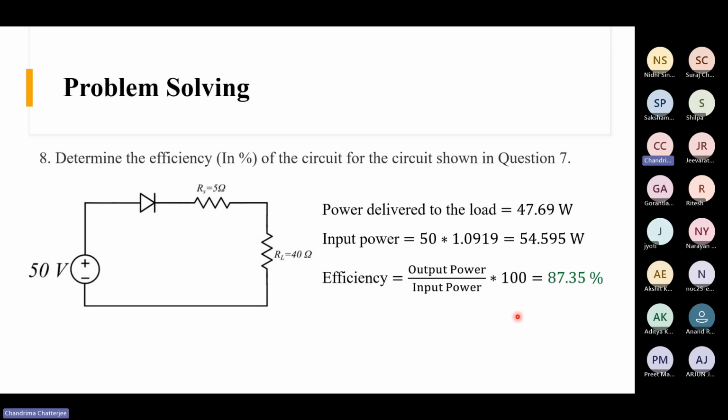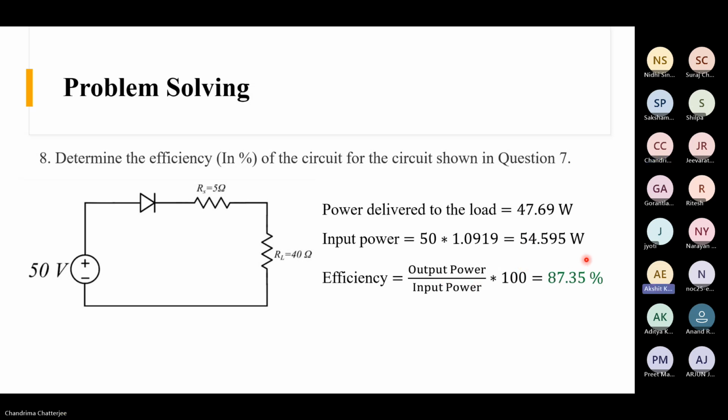Is it clear to everybody how the efficiency is 87.35%? How I calculated it? You just need to find out the input power, and you already calculated the output power. So you have these two quantities, and then you can find the efficiency, right?